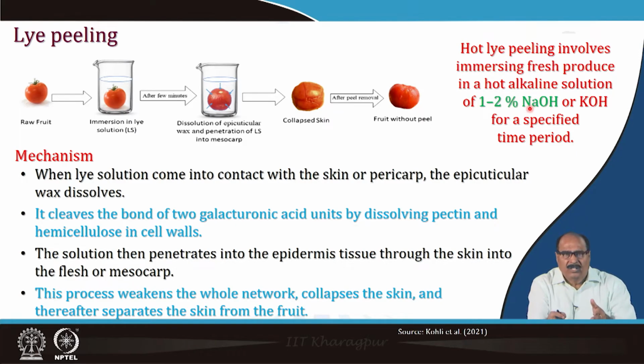So, the skin gets loosened, and you can see in the picture here, the raw fruit has been immersed in hot lye solution for 1 or 2 minutes. Then the collapsed skin can finally be removed easily, either by simple rubbing, or by dry air or water spray or jet spray.